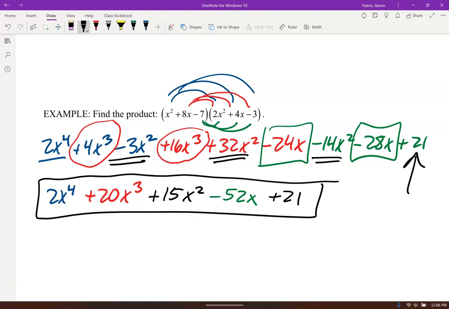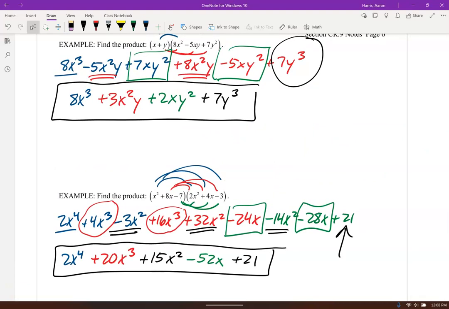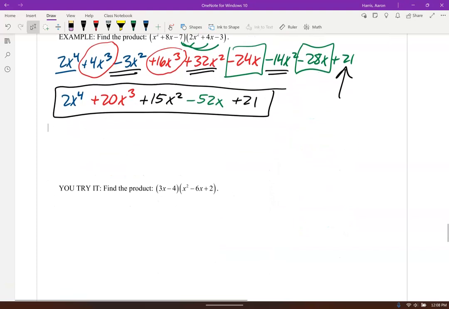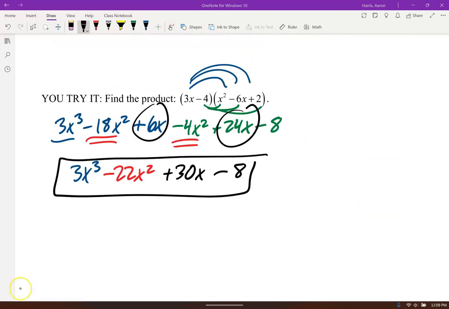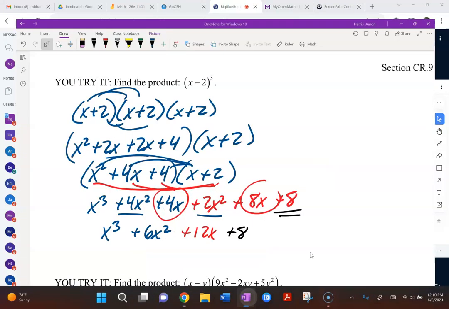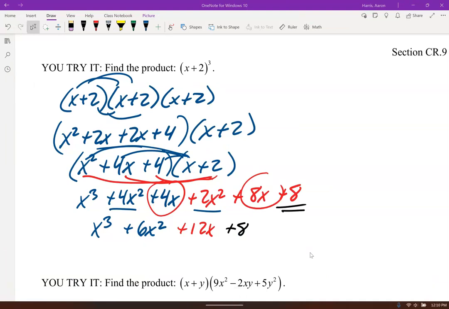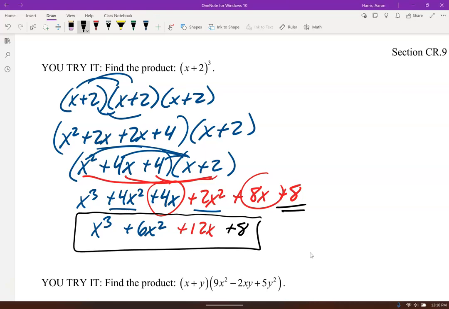All right, I'm going to have you guys start that CR9 now. Sorry about that little blip there, but there's my work on those, and now I'm going to have you guys pause it and try these ones. There's the first one there, if you want to check that. Sorry about that. There's the solution to that one, x plus 2 quantity cubed.